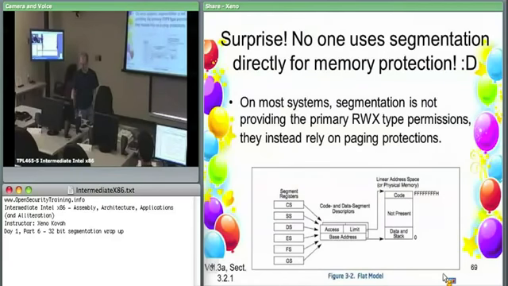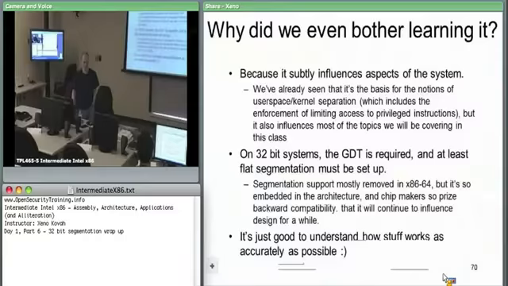So why even bother learning all that, right? For security purposes, it's great. You can set code to be non-writable, and you can set data to be non-executable and stuff like that. But nobody uses it. So why do we care?